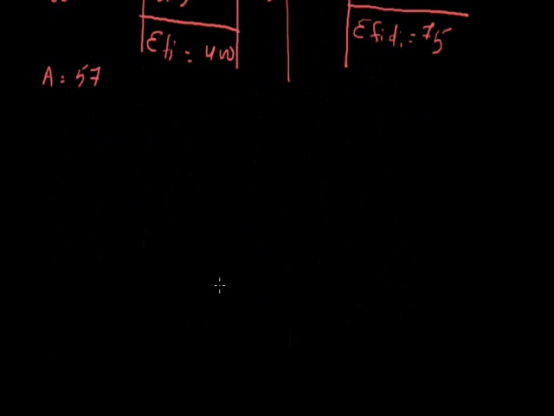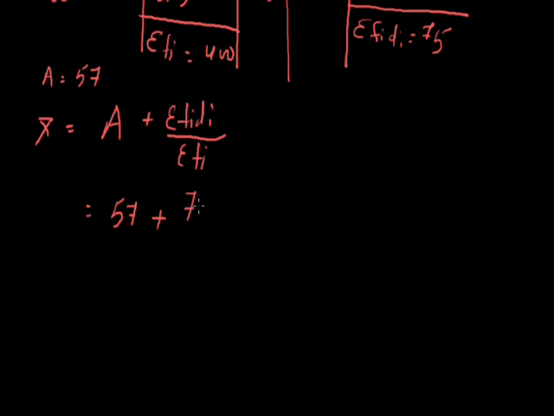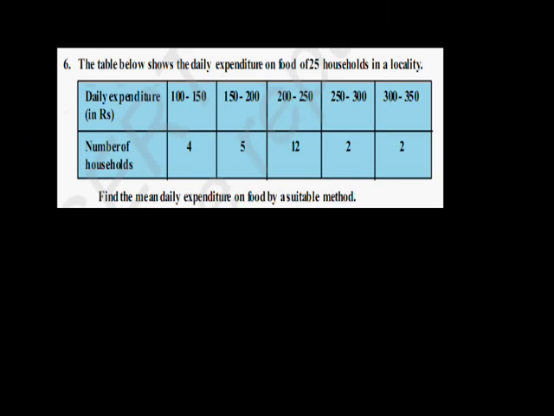Now the formula for this: x bar is a plus summation fidi upon summation fi. We have considered the assumed mean as 57, the summation fidi is 75 and the summation fi is 400. By solving this we get 57.1875. That is the solution of this question.